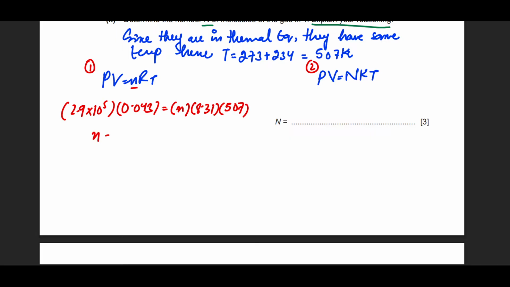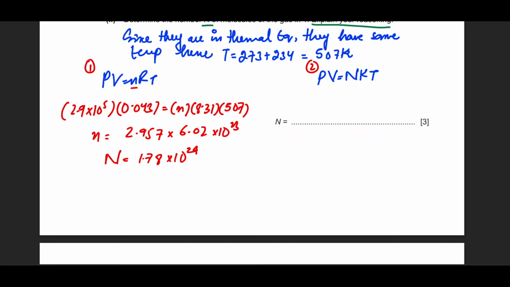So over here, the number of moles comes out as 2.957, then multiplied by Avogadro's constant, which is 6.02 into 10 raised to power 23. So the number of atoms or molecules comes out as 1.78 into 10 raised to power 24 atoms, molecules, whatever you like to call it.